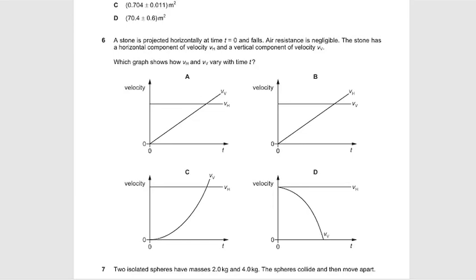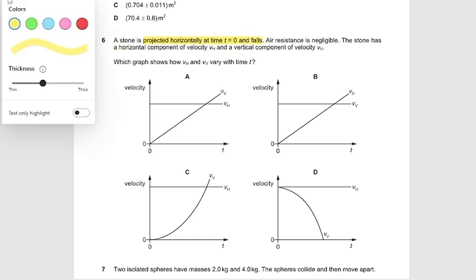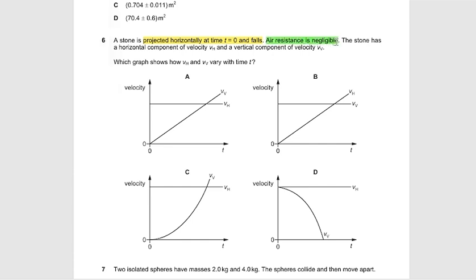Hello everyone, we're looking at question 6 of winter 2018 paper 139702. The question reads, a stone is projected horizontally at time 0 and falls. Air resistance is negligible. This is an extremely important piece of information. Air resistance is negligible.